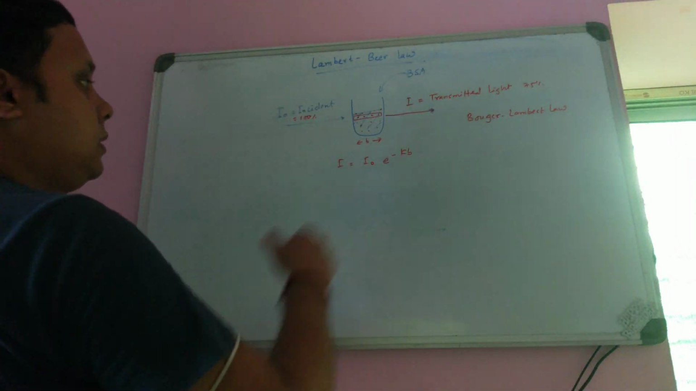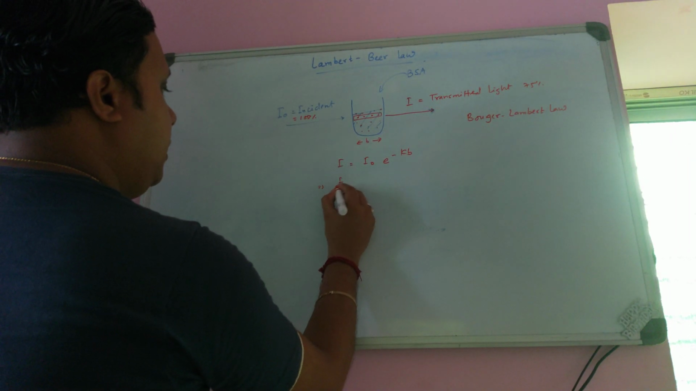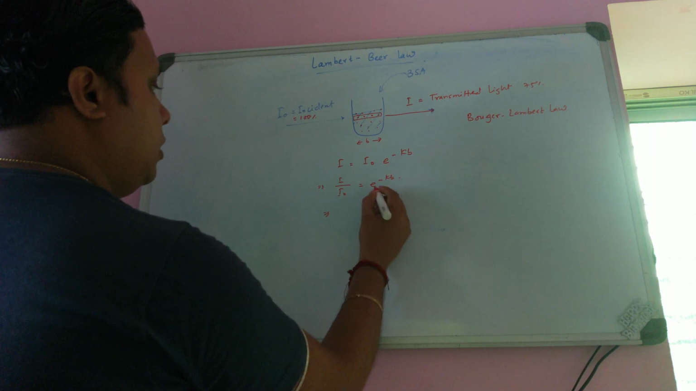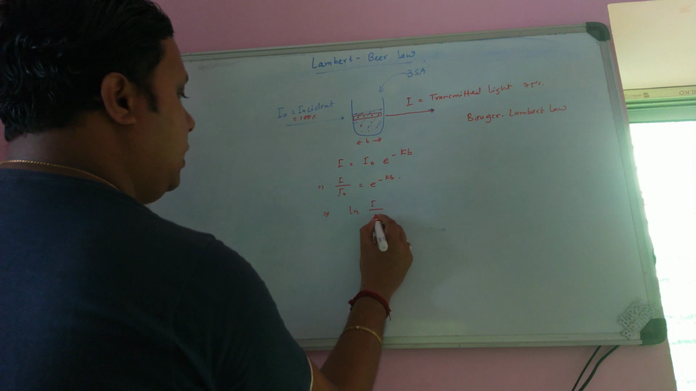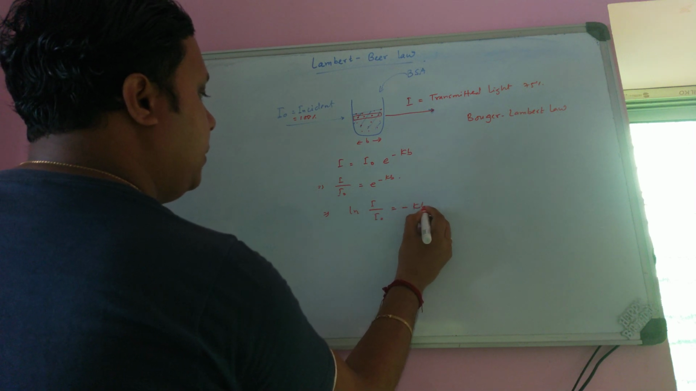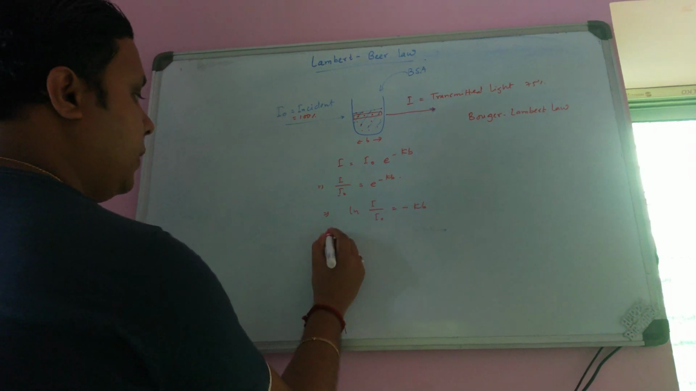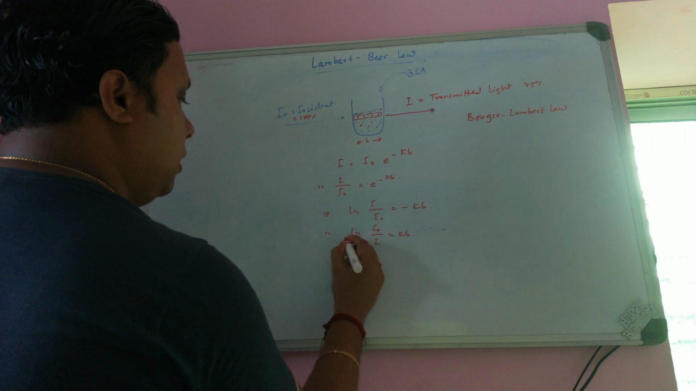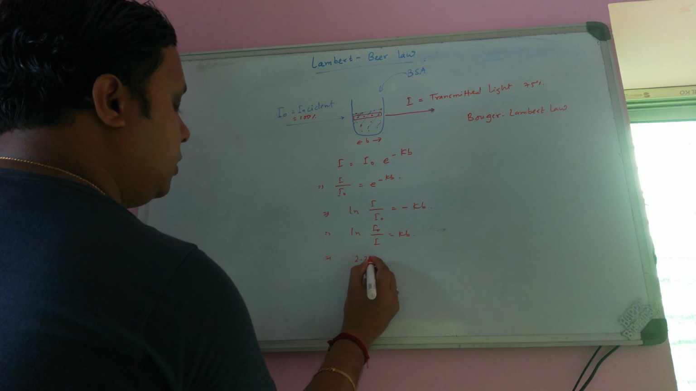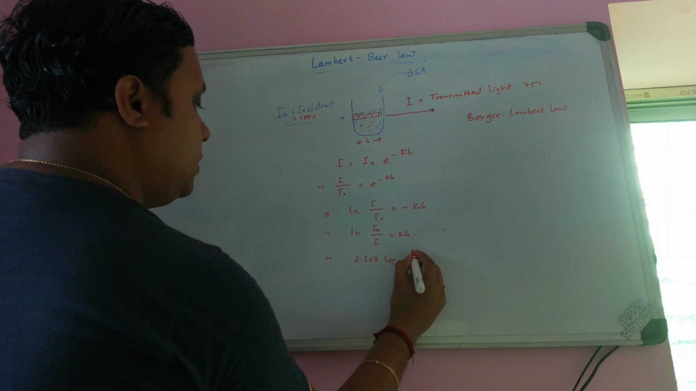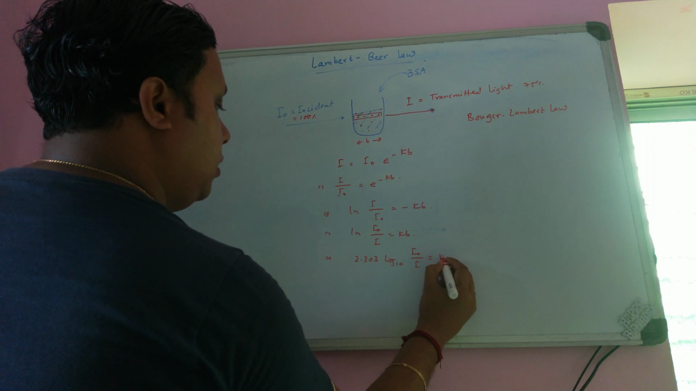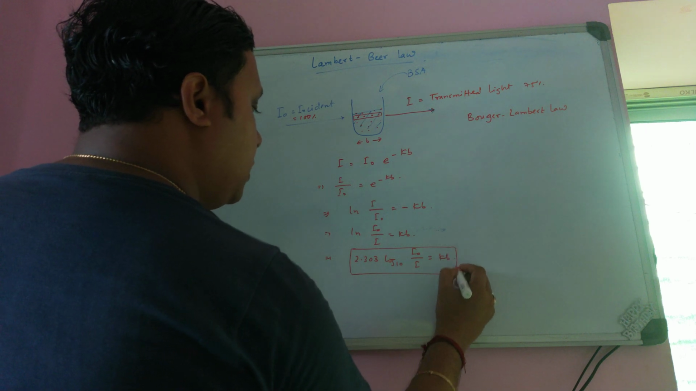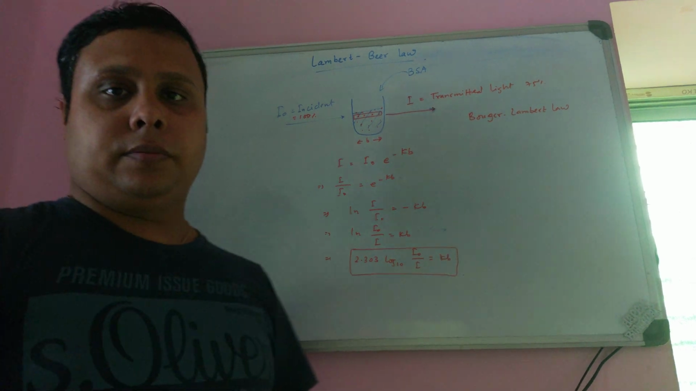So we can rearrange this, that is I by I0 is equal to e to the power of minus KB, or ln I by I0 is equal to minus KB, or you can omit the minus sign, that is ln I0 by I is equal to KB. ln means 2.303 log to the base 10 of I0 by I is equal to KB. So this is the ultimate mathematical expression of the Lambert law.